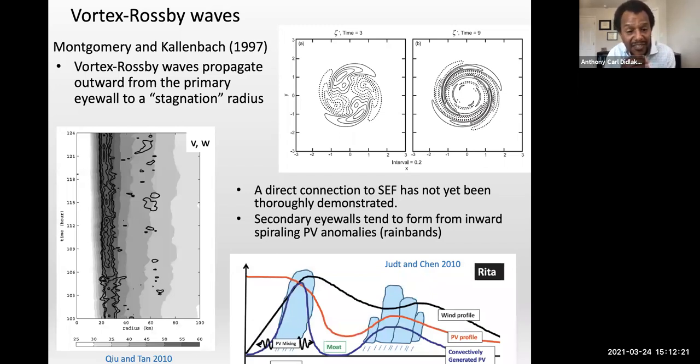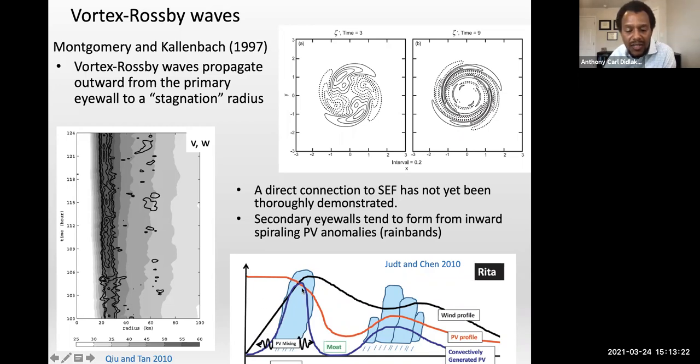But if we look at some full physics models in some previous studies by Judt and Chen and Chu and Tan 2010, they showed that there wasn't a clear connection between the vortex Rossby waves and the actual secondary eyewalls that can form in these full physics models. So here we have the tangential wind over time in this study, in the field contours, and the black contours would be the vertical velocity. You can see this enhanced vertical velocity speckles here at a specific radius. That would be the stagnation radius, where they showed vortex Rossby waves actually do propagate outward. But they showed that the secondary eyewall that formed came from inward spiraling rain bands or potential vorticity anomalies, and not necessarily were connected with these vortex Rossby waves that were shown.